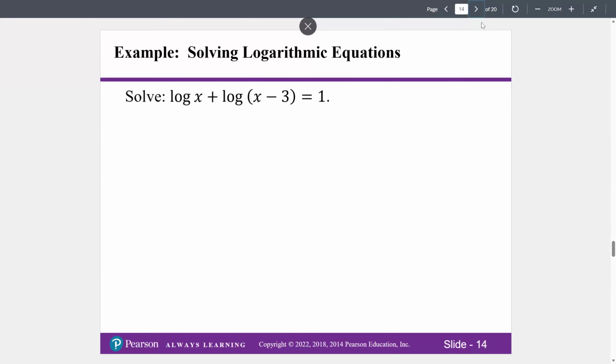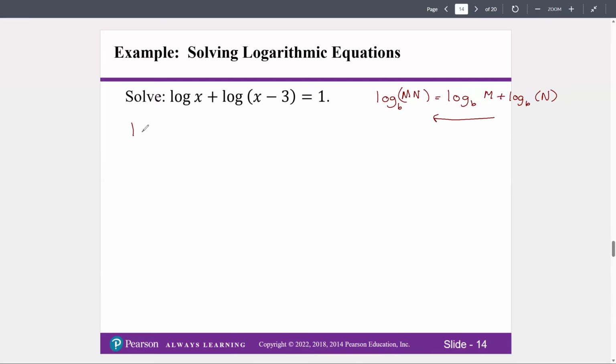So we have log of x plus log of x minus 3 equals 1. So we don't have a singular log, but we do know this. We know that log base b of m times n is equal to log base b of m plus log base b of n. So if we have a summation here, that means we can combine it and go backwards and turn this into a product. So we can rewrite this as log base x times x minus 3.